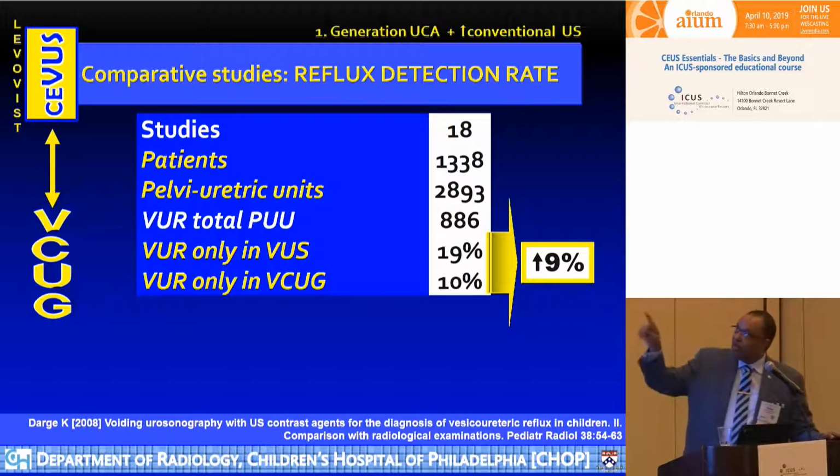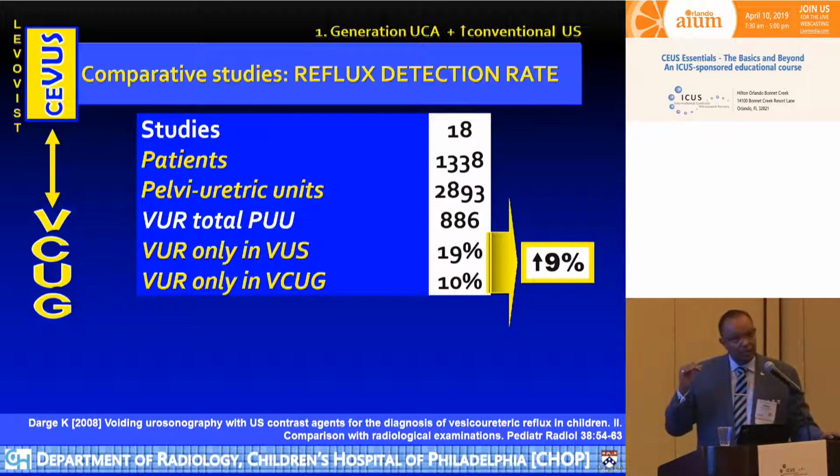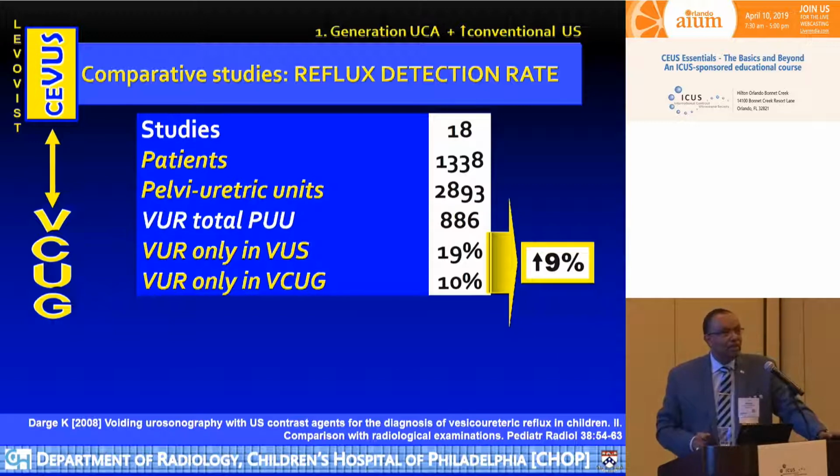But if you look at this study, the comparison of the ultrasound and the VCUG, which is a conglomerate of studies, reflux was seen in the ultrasound alone in 19%, and reflux was seen in VCUG alone in 10% of the total 2,800 pelviureteric units. So there was 9% more reflux on ultrasound than on the VCUG.